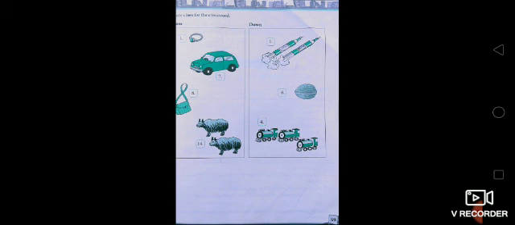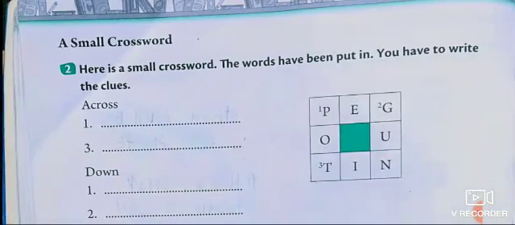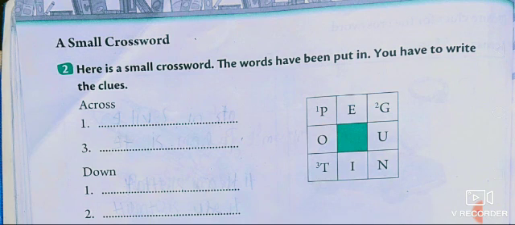Now come to page number 60. A small crossword. Here is a small crossword. The words have been put in. You have to write the clues. Children, you can use the dictionary for the meanings of these words, which can help you to write the clues.